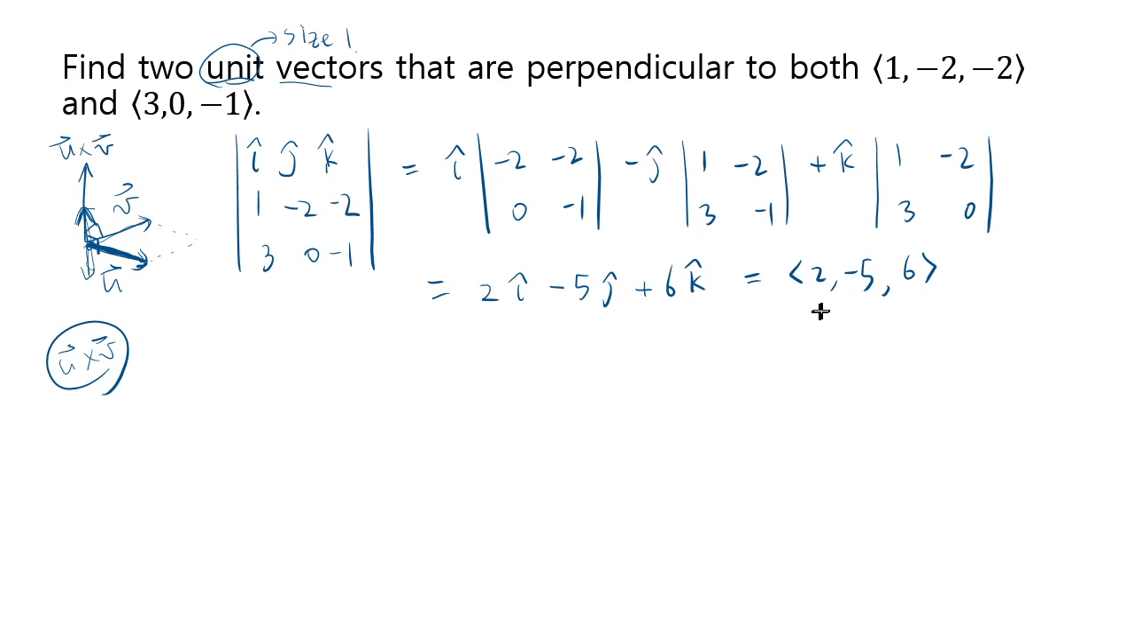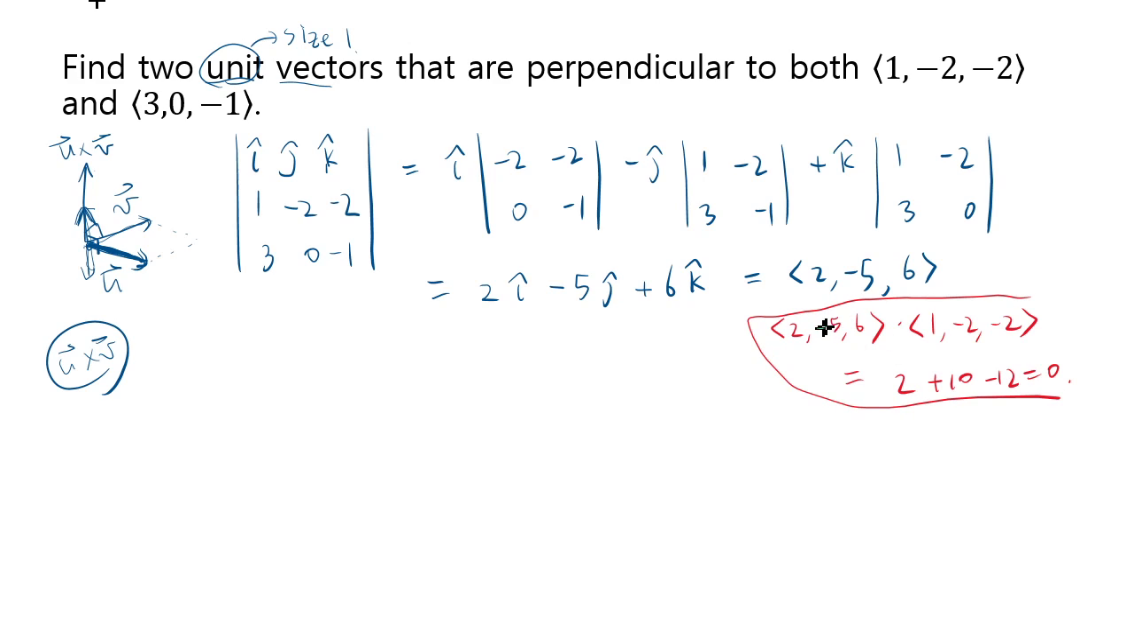Now, if you wanted to check whether these vectors are indeed perpendicular, you can just do a dot product to see that they give you 0. If two vectors are perpendicular, their dot product gives you 0, right? So if you compute the dot product of <2, -5, 6> with <1, -2, -2>, 2 times 1 is 2, -5 times -2 is plus 10, 6 times -2 is -12, and indeed this is 0. So you know that these two vectors are perpendicular. And you can also check it by doing this dot product with <3, 0, -1>.